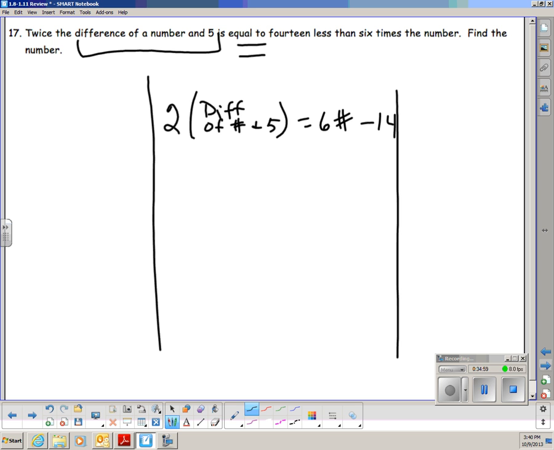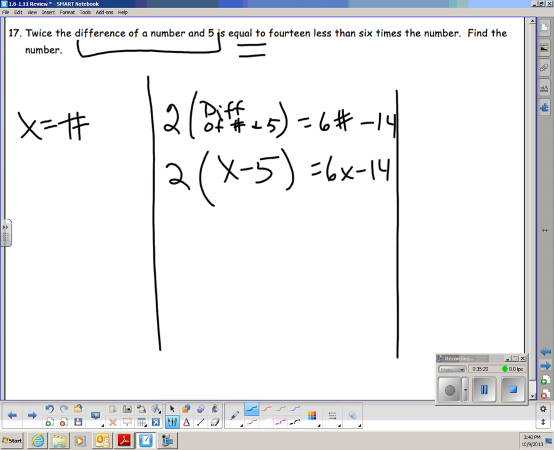There's my translation. So I want to call the x the number. The difference of the number and 5 is this, x minus 5. I want twice that whole thing. I need to figure out the difference first, surrounded by parentheses, times 2, equals 6x minus 14. All right, keep going. We'll distribute. We'll get 2x minus 10 equals 6x minus 14.